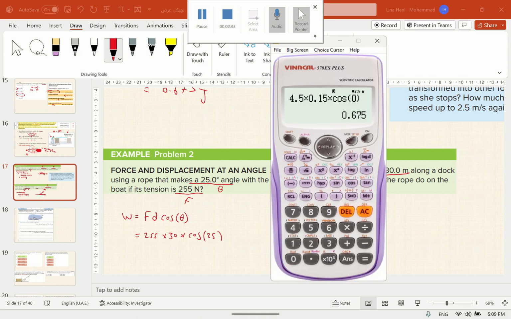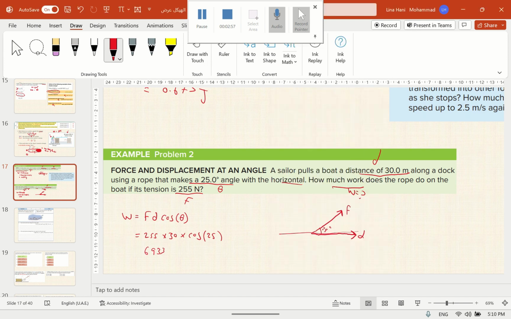Use the calculator quickly. 255 times 30 times cosine 25, close bracket. What am I doing here? So 255 times 30, like this, yes. 6,933 point something, so let's say just 6,933 joules. So this is the work done by the tension in the rope.